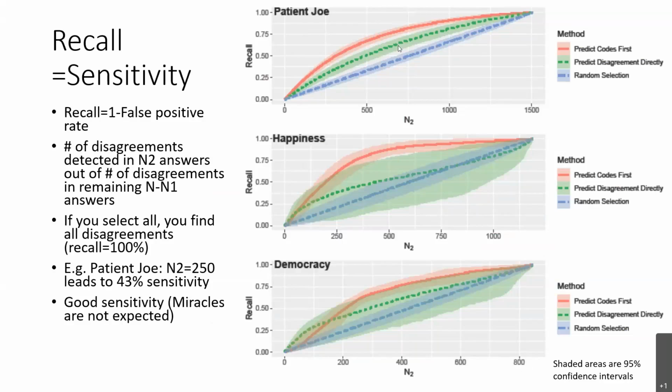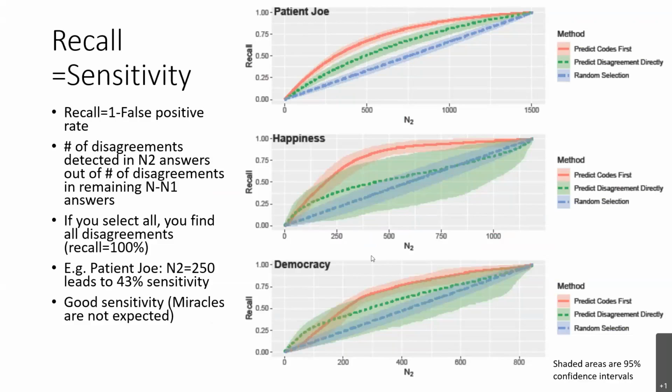And for all three, you see that the predict codes method, the red method here, does best, and that it has the greatest recall. Recall or sensitivity means the percentage of disagreements detected in the N2 answers out of the number of disagreements in the remaining N minus N1 answers. So among all the outstanding errors in the single-coded data, what percentage did we detect? Of course, the more suspicious codes you declare, the more you're going to detect, and you have to settle on somewhere here.